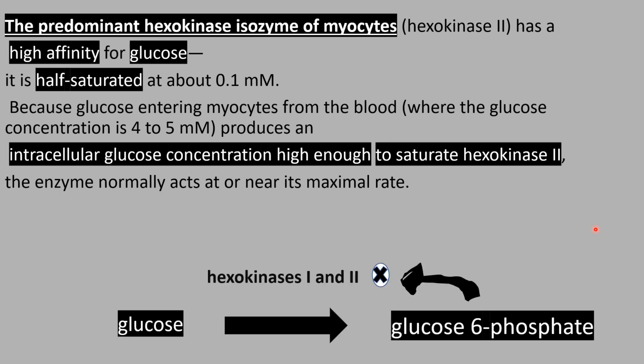Here we can see glucose converting into glucose 6-phosphate by the help of the enzymes hexokinase 1 and hexokinase 2. Glucose 6-phosphate is the product which inhibits hexokinase 1 and 2. When the glucose 6-phosphate level is high enough, it will inhibit the enzyme which catalyzes the conversion of glucose to glucose 6-phosphate.